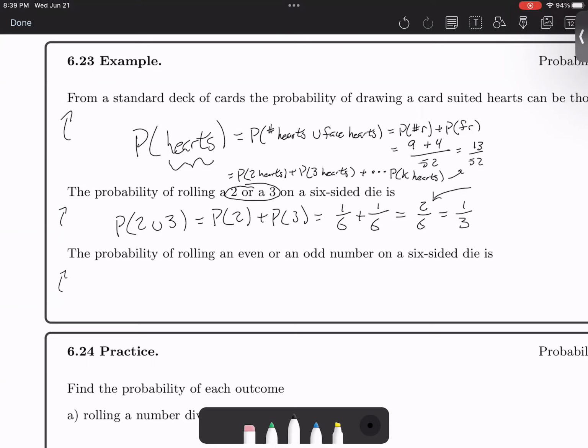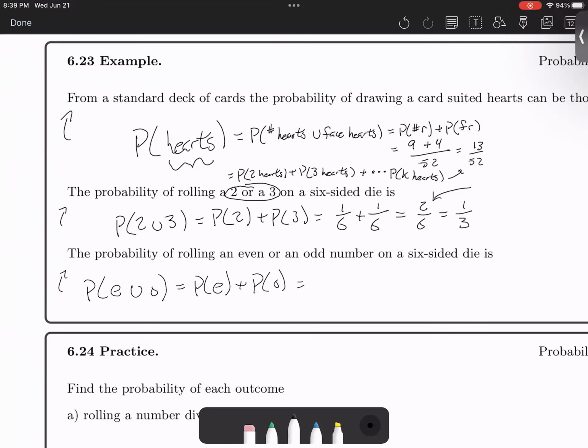Let's work on number 3. The probability of rolling an even or an odd number on a 6-sided die. So probability of even or odd. So there is no overlap here. You can't be an even and an odd number. So probability of even plus probability of odd.